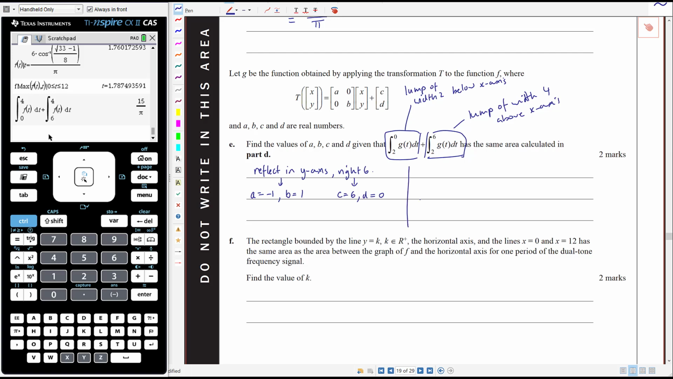Or we could reflect in the x-axis and then go left by 6. And so this would mean a has to be 1 and b has to be -1. Oops, sorry, -1. And left by 6 would mean c has to be -6. But we don't want to go up or down, so d is 0.